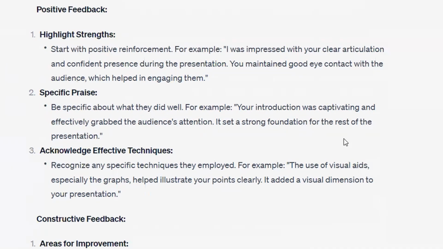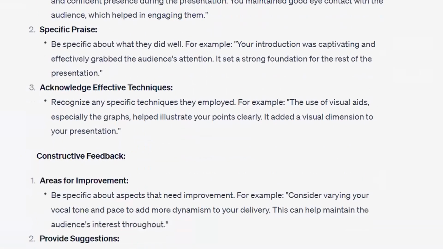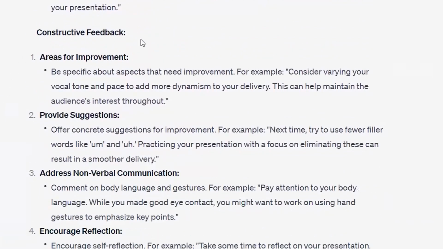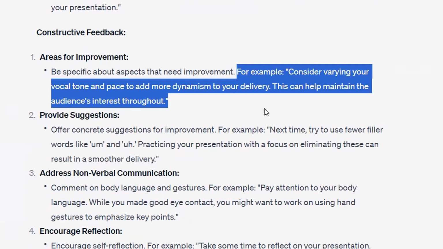It grabbed the attention. Acknowledge effective techniques. Recognize any specific techniques they employed. For example, the use of visual aids, especially the graphs. So again, being very specific, very positive. And then going into constructive feedback. So areas to improve. And you see how it's giving me very specific examples of what to say, what to do. Again, as an example for me to apply to the actual student's performance.